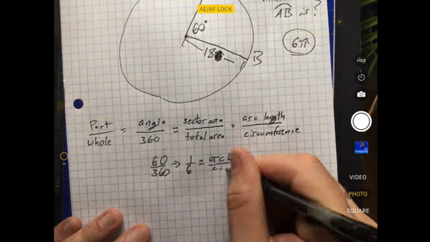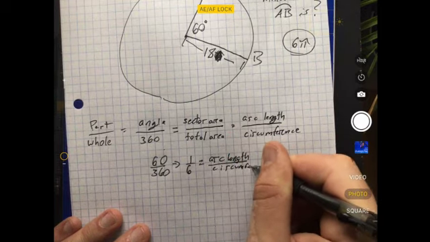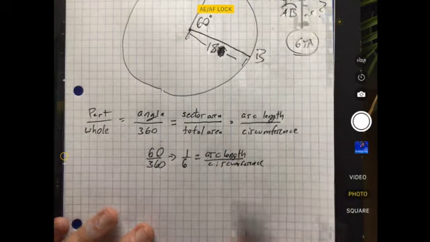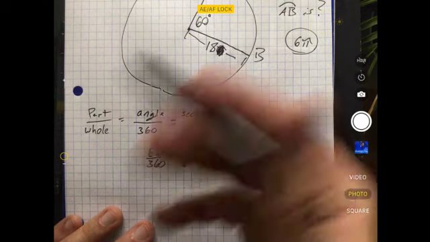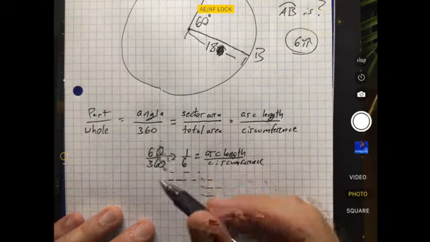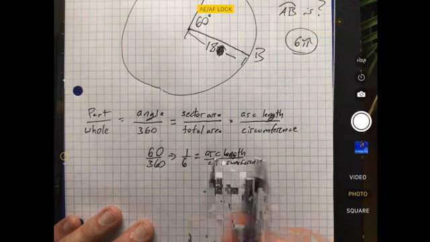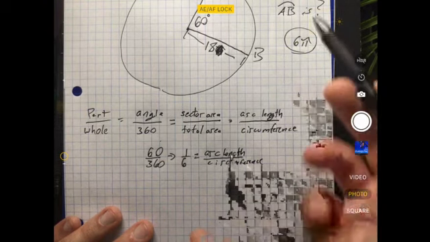And that 1/6 is going to be like our North Star for this problem. You know what I mean? So let's go into it. We don't know the arc length. That's eventually what we want. We aren't given the circumference, but what we are given is the radius.